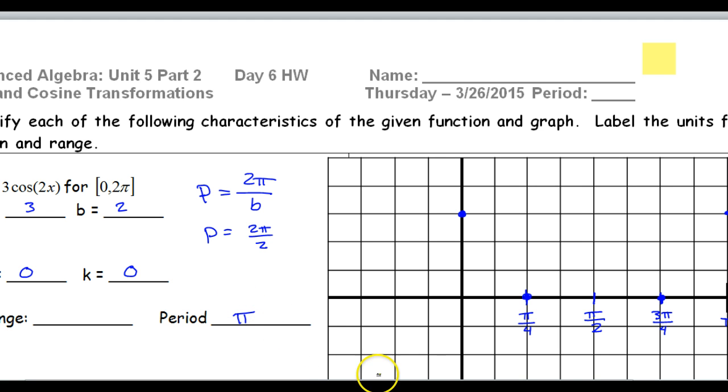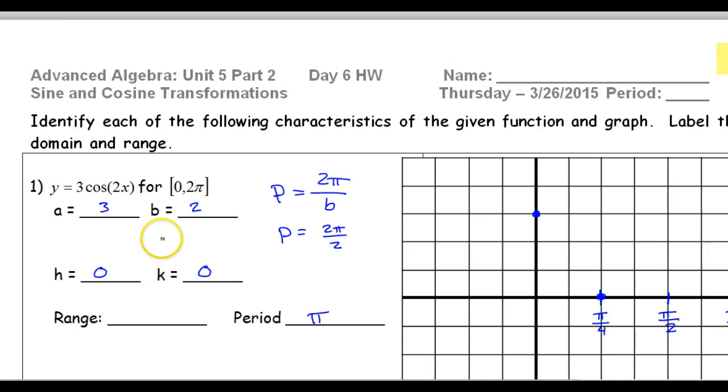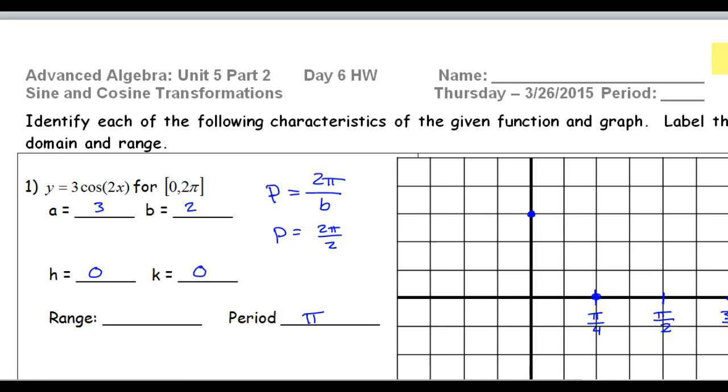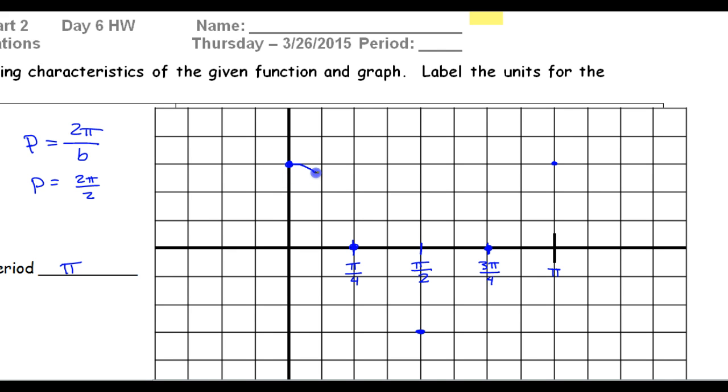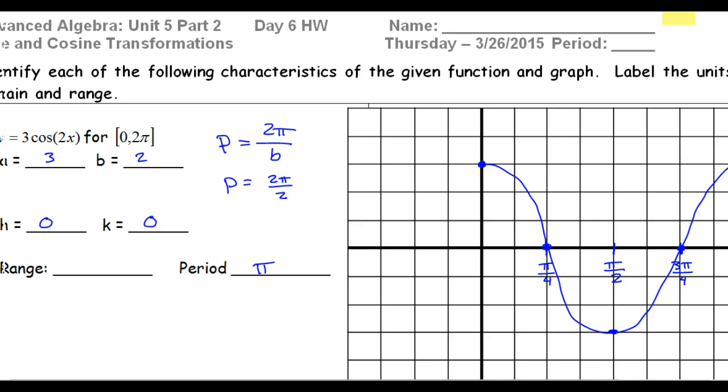Is there anything else I need to do? No, there's no phase shift happening, because there's nothing being added or subtracted here. The midline didn't change, so I think that's it. We can go ahead and actually draw this thing. Okay, so your graph should look very much like that. And so that's it for problem number 1.